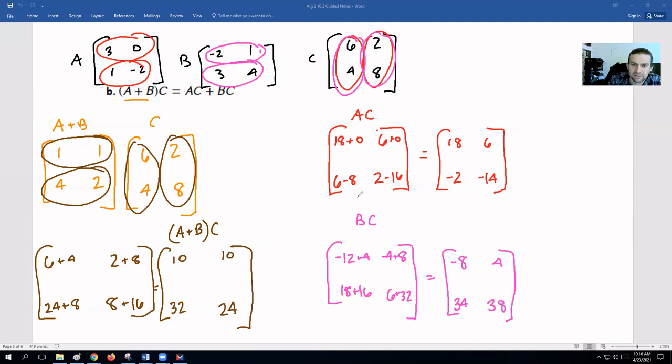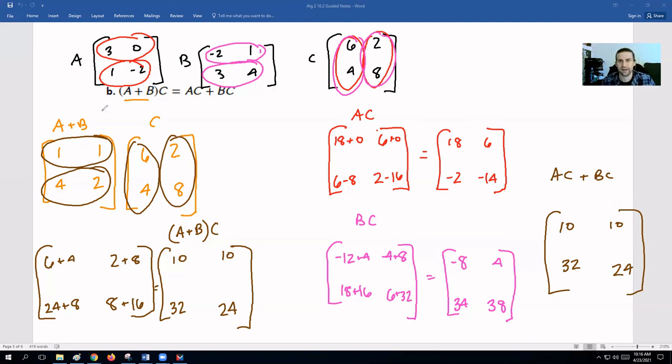Okay, so here's AC, here's BC. If we add these two together, so whatever AC plus BC is, 18 plus negative 8 would be 10. 6 plus 4 is 10. Negative 2 plus 34 is 32. Negative 14 plus 38, that would be 24. And hey, we get the exact same answer here. So the distributive property works whether it's in front or whether it's behind, which is nice.